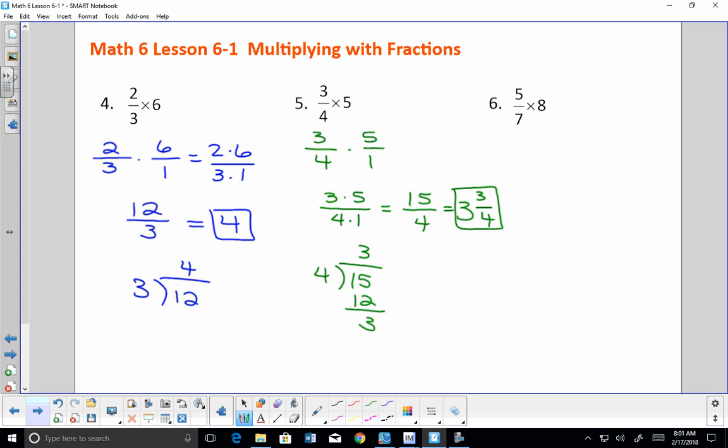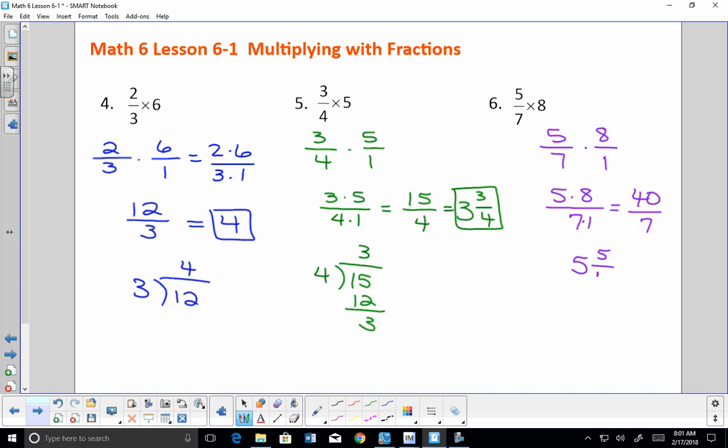Problem number 6, 5/7 times 8. So 5/7 times 8 over 1 means we'll have 5 times 8 on the top and 7 on the bottom. 5 times 8 is 40. 7 times 1 is 7. 7 goes into 40. Let's see, 7 times 5 is 35, so it would be 5. 40 minus 35 is 5, so 5 and 5/7.